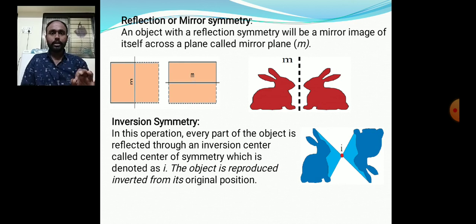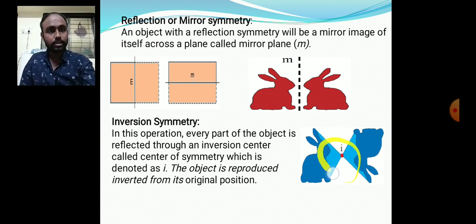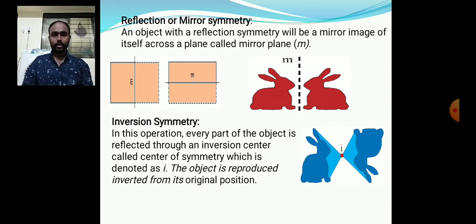So simply, in inversion symmetry the object gets reflected not about a plane, but about a point, and that point is called the inversion center or center of inversion. That's it, and it is exactly similar to reflection symmetry in all other aspects. It is taking a reflection but about one single point, not about a plane as in the case of mirror symmetry or reflection symmetry. So this is all about the symmetry operations.